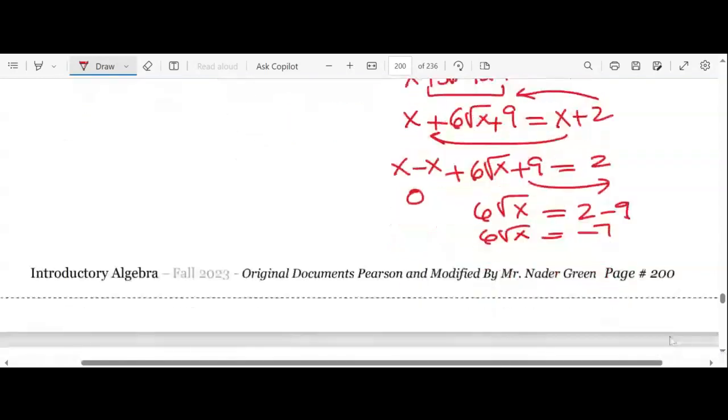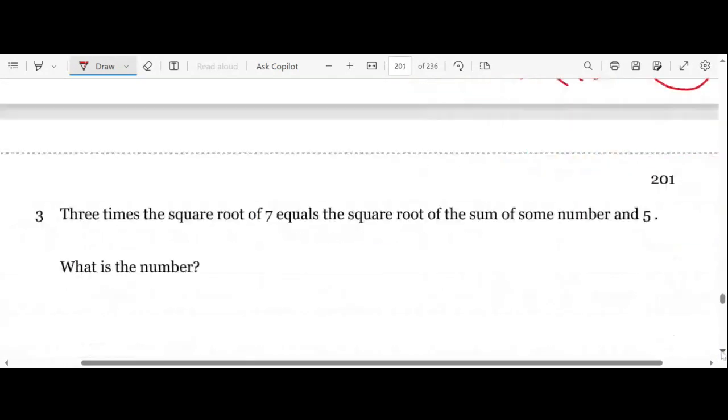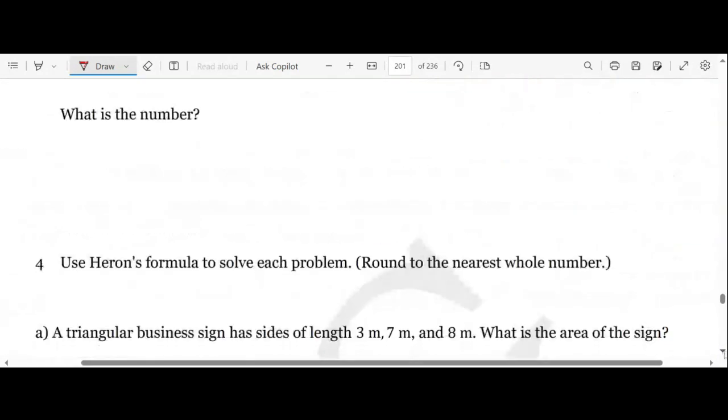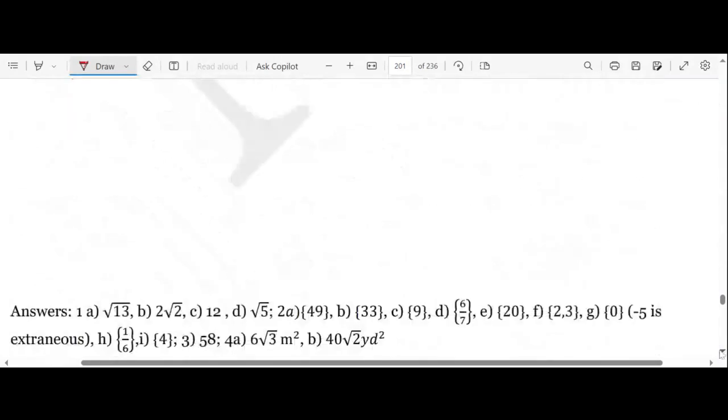What to do next? Divide by what? So you get square root of x equals what? Negative 7 over 6. To get rid of the square root, square both sides. So your final answer will be what? 49 over 36. Let's do another one. We don't have another one.